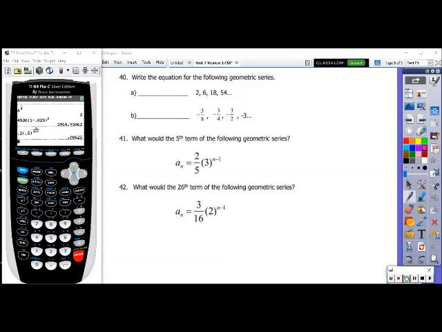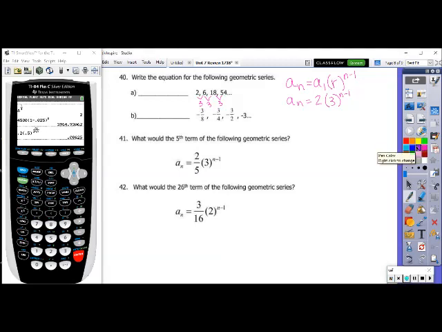And then on number 40, write the equation for the following geometric sequences. You do need to make sure that you know this equation. A sub n equals a sub 1 times r to the n minus 1. That's your geometric sequence formula. Your rate is going to be whatever it's multiplied by, so that's going to be times 3. And your a sub 1 is going to be your first term. I just realized that I missed the first one, but luckily it happens to be 2. So a sub n equals 2, since that's the first term, and then you have 3 raised to the n minus 1.